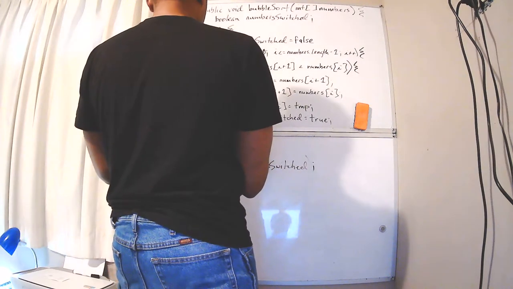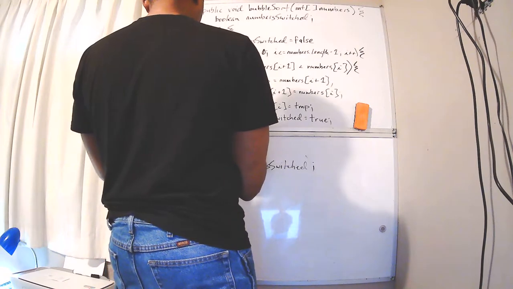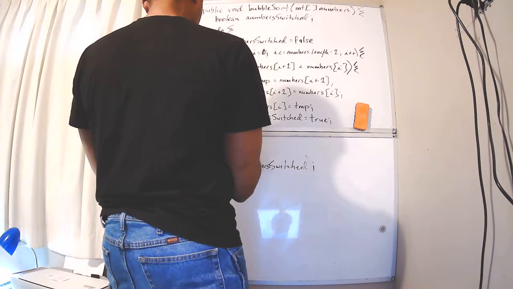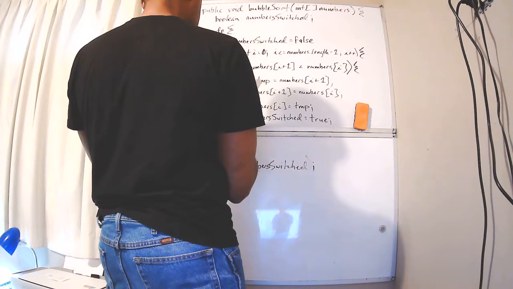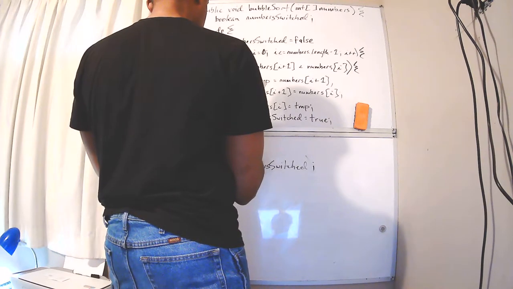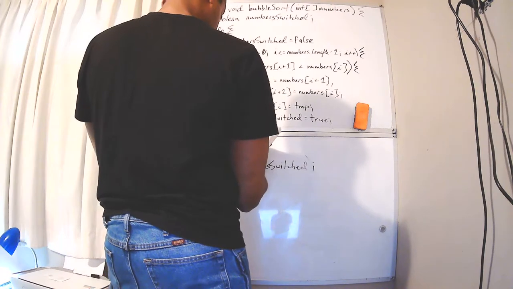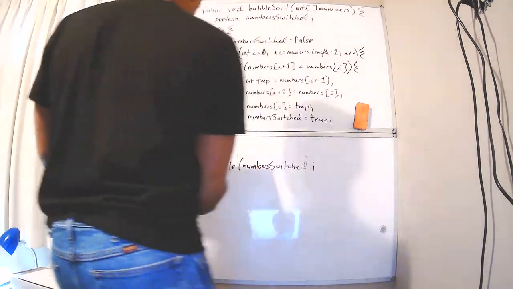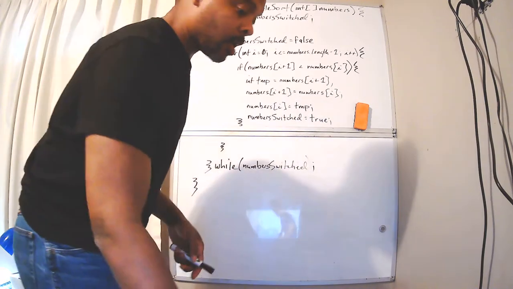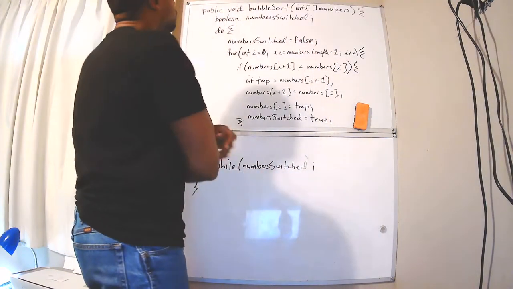Bubble sort, int numbers, boolean numberSwitched, do, numberSwitched equals false. Forgot the semicolon at the end of false. For int i, i is less than numbers.length minus one, i incremented. Brace, if numbers[i + 1] is less than numbers[i], brace, int temp is assigned, yes. numbers[i + 1] is assigned the value of numbers[i]. numbers[i] temp. numberSwitched equal to true. Closing braces, while numberSwitched. And then the last one. Boom. The only thing that I missed in this particular loop was that semicolon. But you have bubble sort right there.